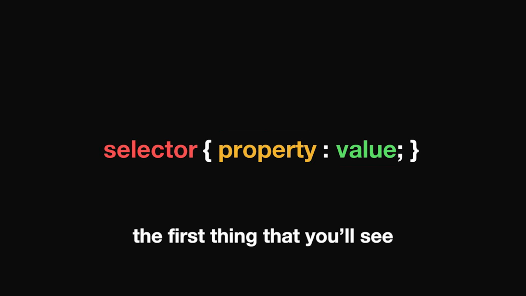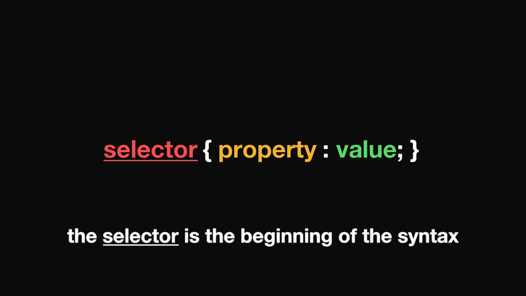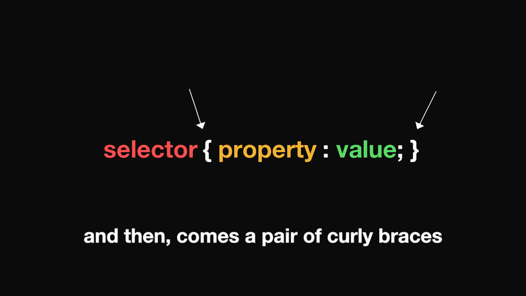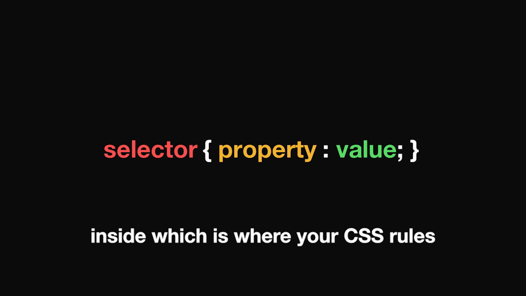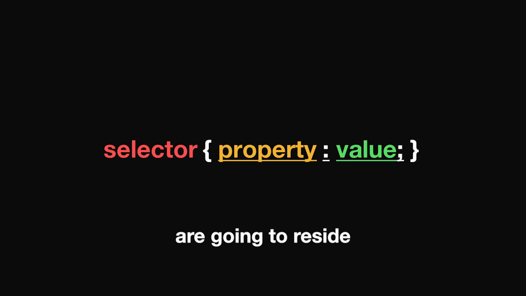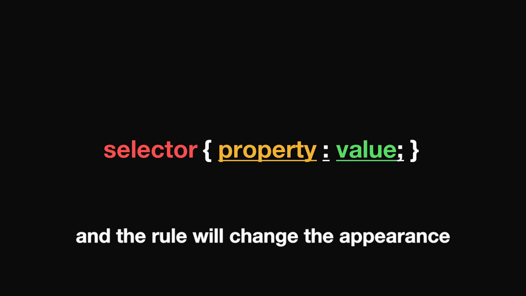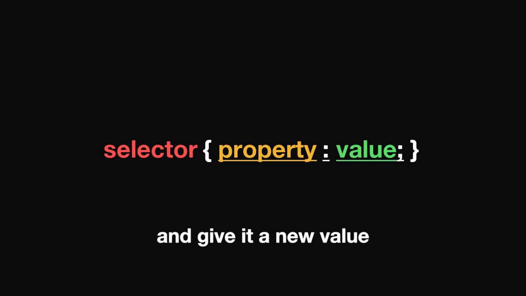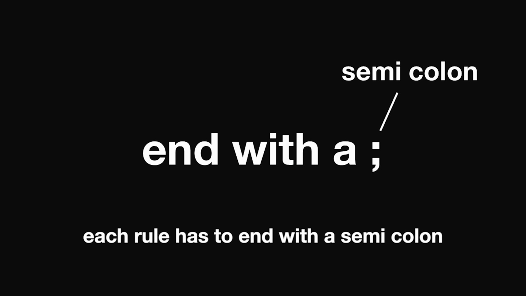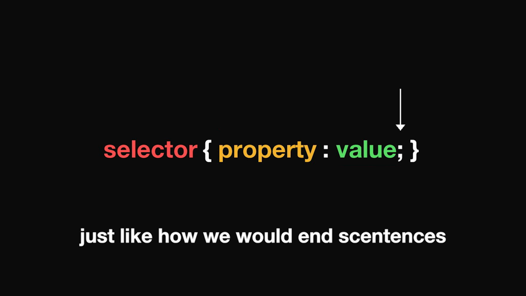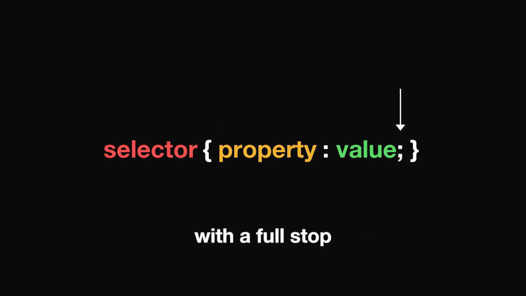The first thing that you'll see is the selector. The selector is the beginning of the syntax, and then comes a pair of curly braces, inside which is where your CSS rules are going to reside. And the rule will change the appearance of some property and give it a new value. Each rule has to end with a semicolon, just like how we would end sentences with a full stop.